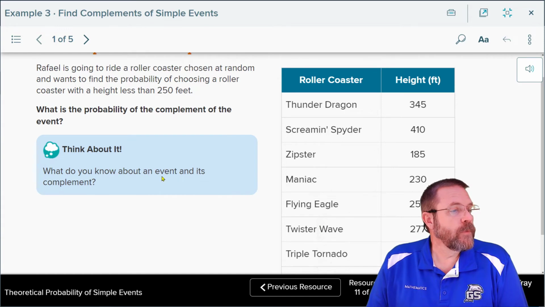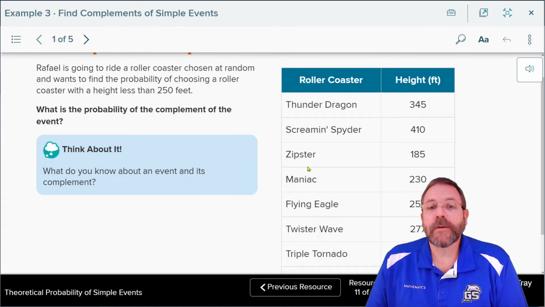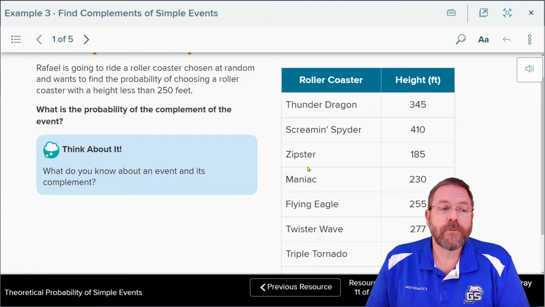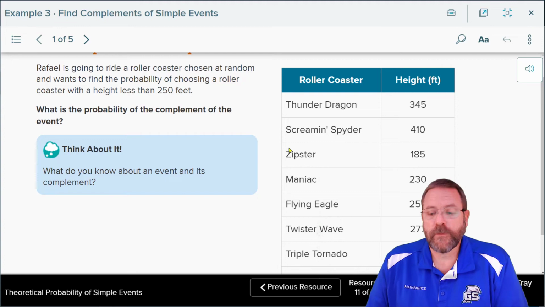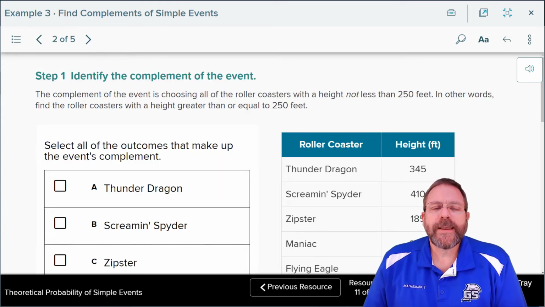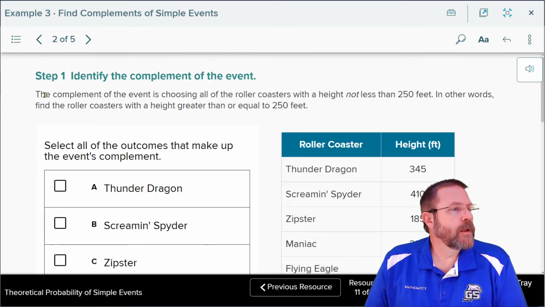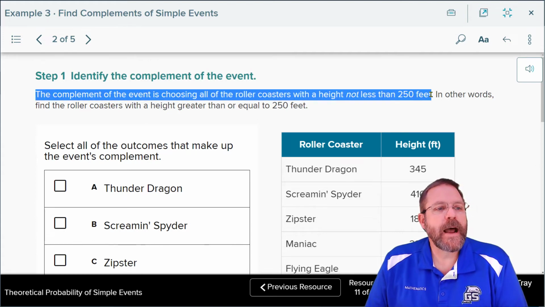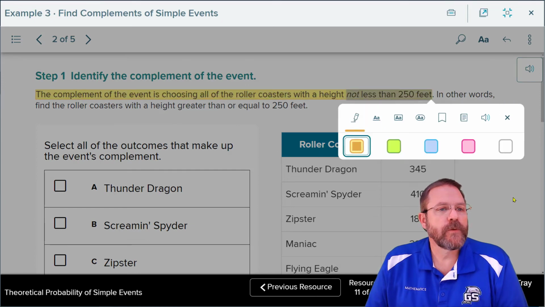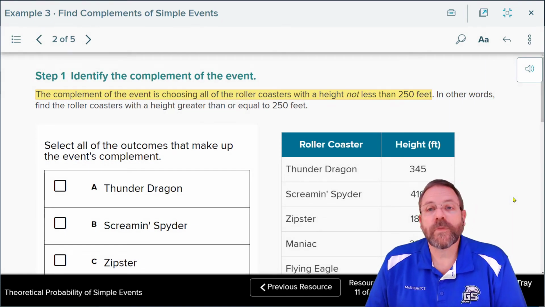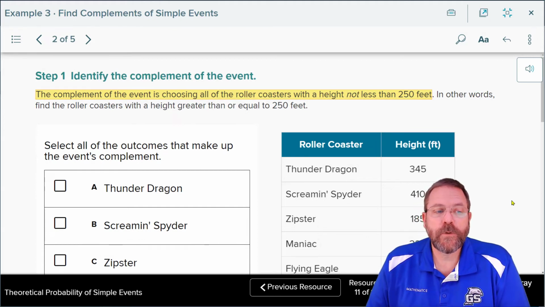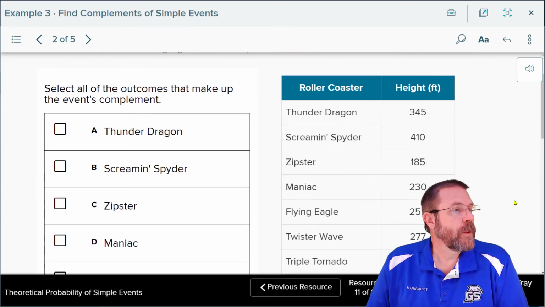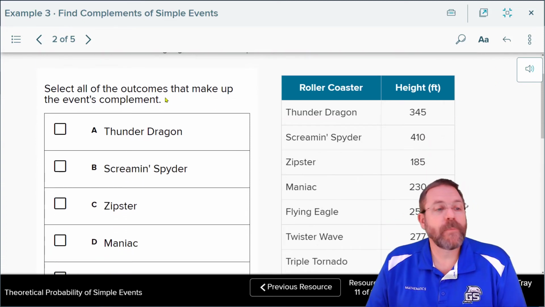What do you know about the event and its complement? Well, the event is all roller coasters less than 250 feet. Its complement is all the roller coasters greater than 250 feet. So we're going to start off by identifying the complement of the event. The complement of the event is choosing all the roller coasters with a height not less than 250 feet. In other words, a roller coaster with a height equal to or greater than 250 feet. The equal to, it falls in that category as well. So select all the outcomes that make up the complement.